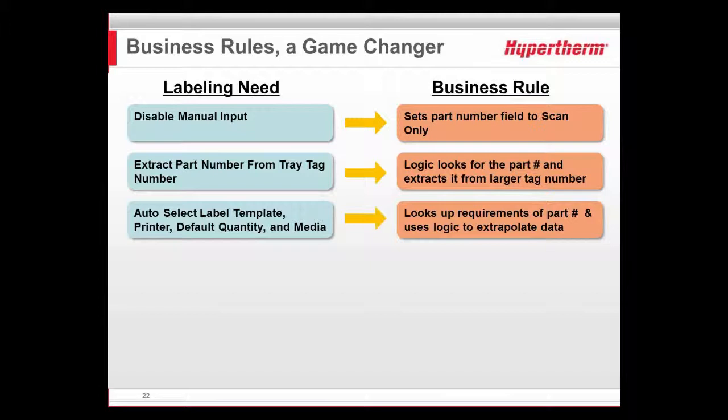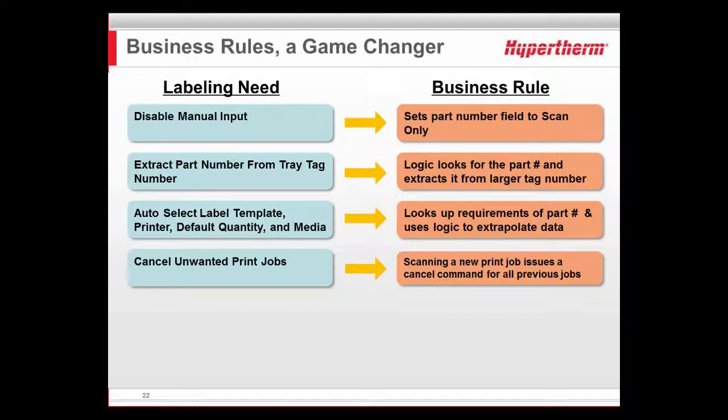I already talked about the auto selection here, reducing failure modes. Canceling unwanted print jobs. So we have an issue where someone may be using a station and it's printing, and then another person comes over or they rescan the same part again. The problem with that is it may be outputting printer labels that that person didn't really want. So they accidentally scanned it twice or something along those lines, and then you end up with extra labels that may or may not be for different parts. And it creates an opportunity to have the wrong labels on the wrong parts.